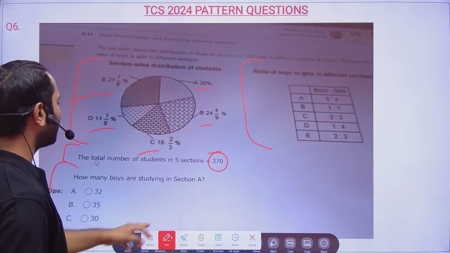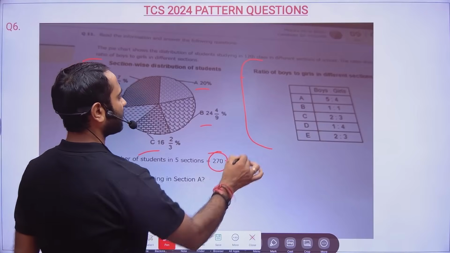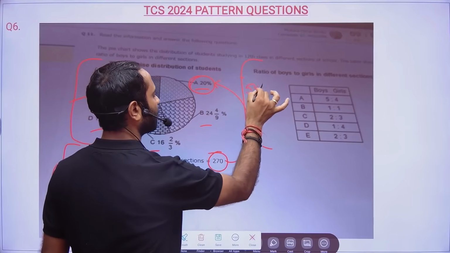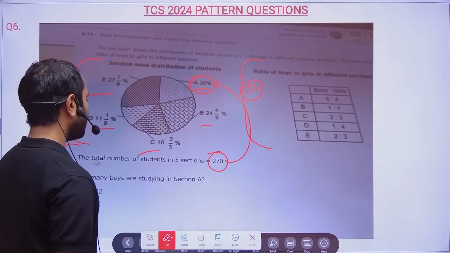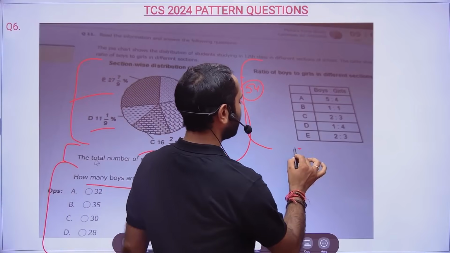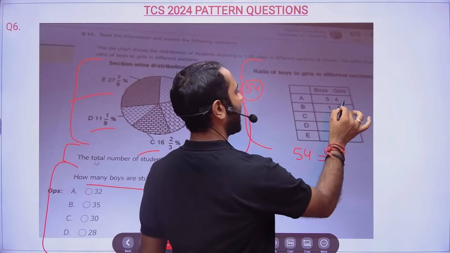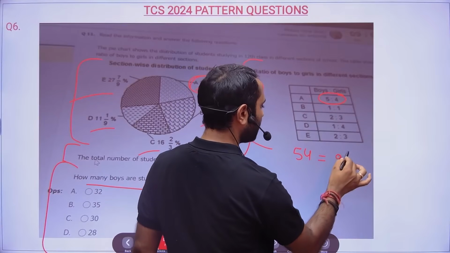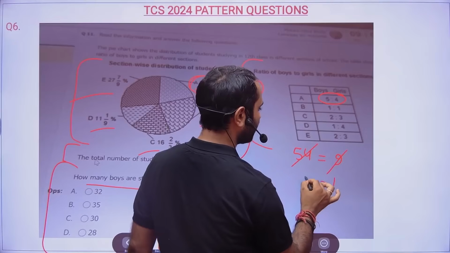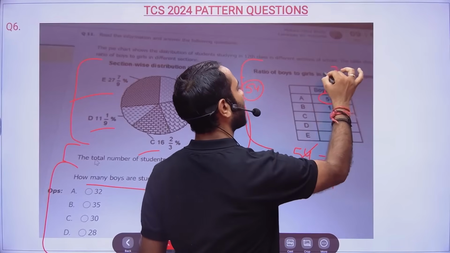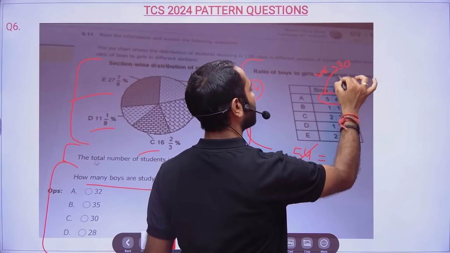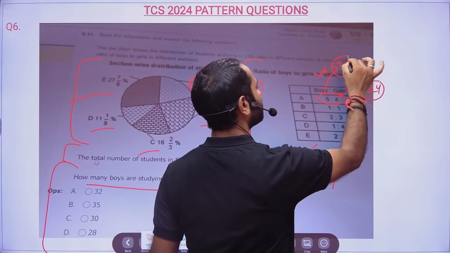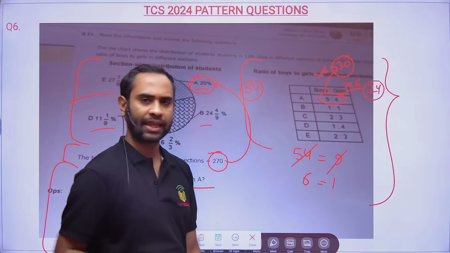How many boys are studying in section A? 270 is the total number. In section A, it is 20%. 20% of 270 will be 54, right? They're asking how many boys are studying in section A. In section A, total is 54. And in A, boys and girls are in the ratio 5:4. That means the total is 9. So 9 parts is 54, so 1 part is equal to 6. That means boys will be 5 into 6, it will be 30, and girls will be 4 into 6, it will be 24. Right?